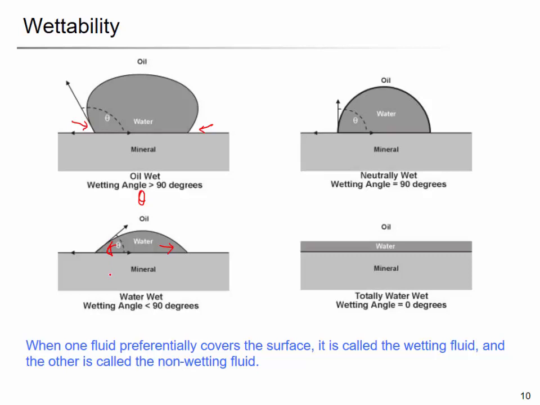So then, when one fluid preferentially covers the surface, it's called a wetting fluid, and the other is called a non-wetting fluid. So in this case, oil wet condition, the wetting fluid is what? Is oil, and non-wetting fluid is water. And in the case of water wet condition, water is wetting fluid, and the oil is non-wetting fluid. So non-wetting fluid and the wetting fluid can be changed depending on the wettability of the rock mineral.